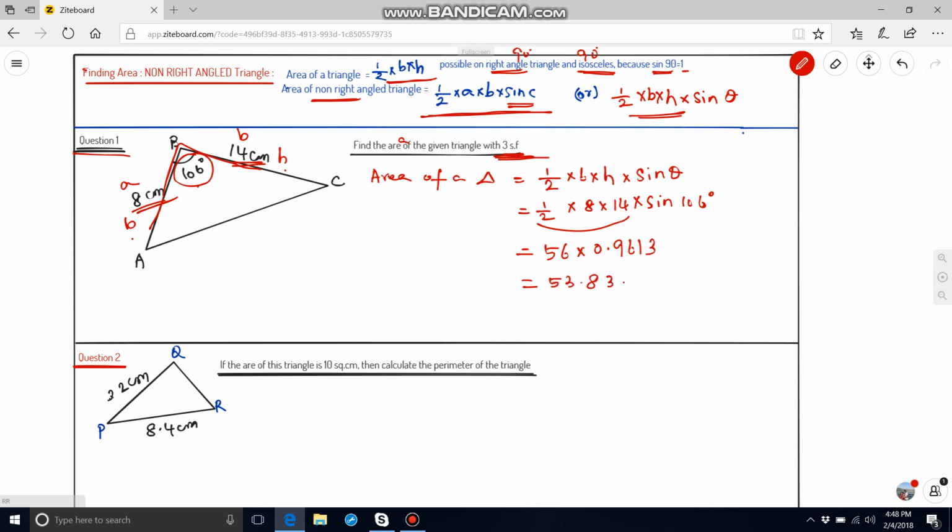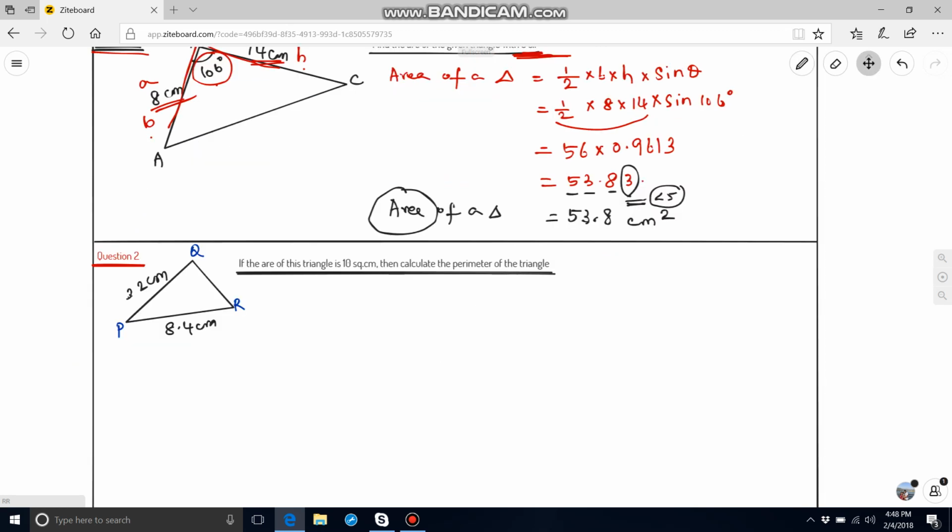We need to leave the answer in 3 significant figures. So here 5 is the first figure, 3 the second figure, 8 the third figure. To leave the answer in 3 figures, we should think about our 4th figure. Here the 4th figure is less than 5, so we can take only the first 3 figures. If it is greater than 5, we add 1 to the previous number. So the area of this triangle is equal to 53.8. The unit is given as centimeter; as we are doing area, this is centimeter square.